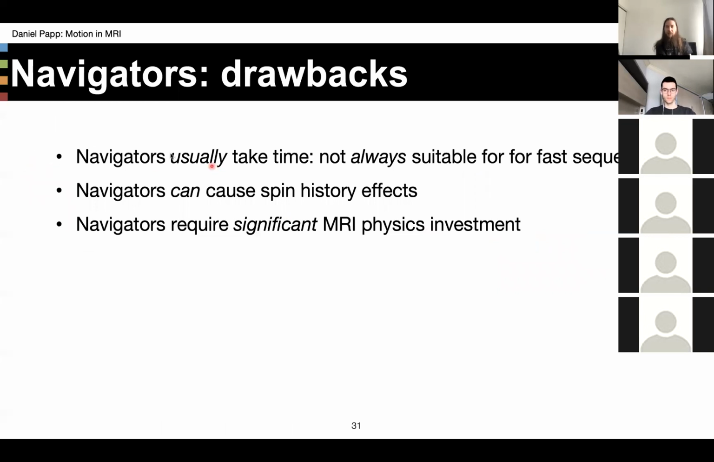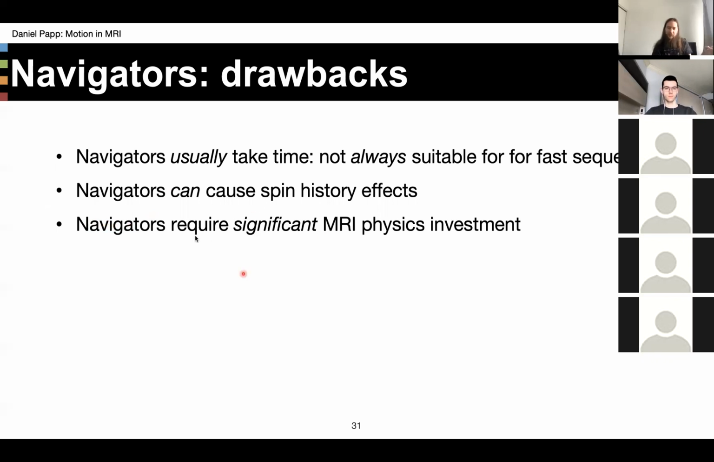Okay, what are the drawbacks of navigators? They will take time most of the time. They can cause spin history effects. This is not that big of a drawback, because you introduce a secondary effect to get rid of a primary one. It's always worth it, but they will still do that unless it's a FatNav. And it's not something that a physicist can just bash together in an afternoon. It's a significant MRI physics investment.